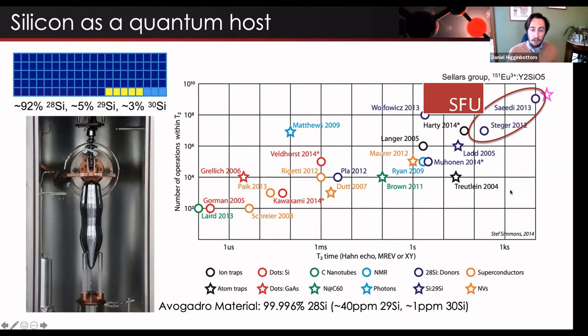The longest silicon coherence times are observed in isotopically enriched silicon 28, where we can get the proportion of other isotopes below 50 parts per million, so astonishingly low. For example, in the material that was made for the Avogadro project redefining the kilogram. But even natural silicon is essentially a spin-free host with greater than 95% isotopic purity. So even without doing any of that complicated isotopic enrichment, silicon is already a very good low spin platform for quantum technologies.